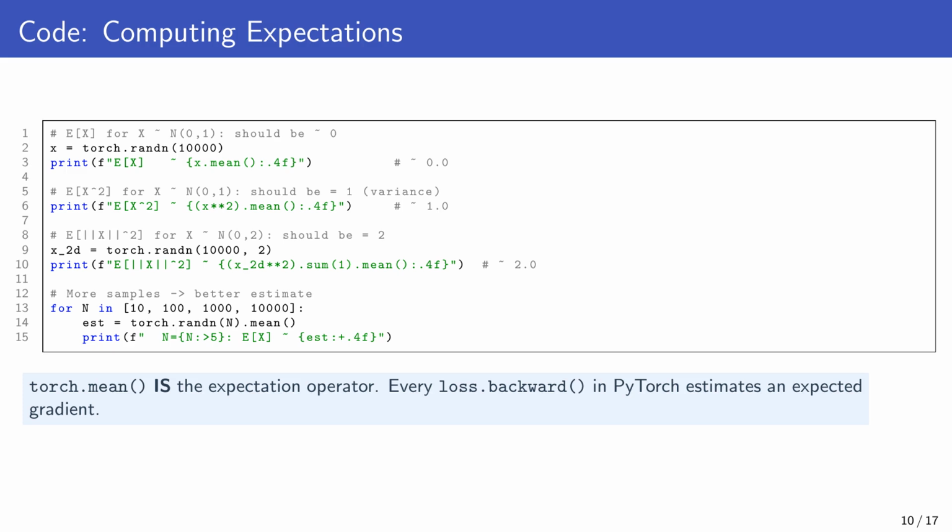With 10 samples, the estimate bounces around. With 100, it is tighter. With 10,000, it is very close to 0. This is the law of large numbers in action.